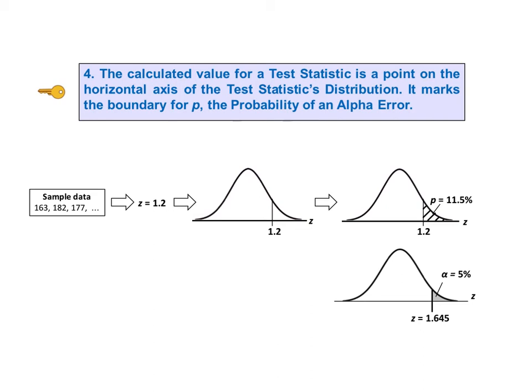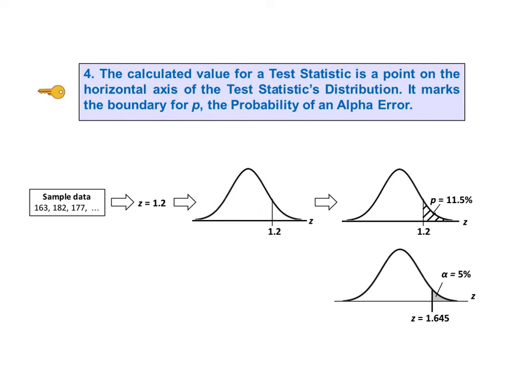In this illustration, we are using the Z test statistic. The sample data was used to calculate the value Z equals 1.2. We plot this on the horizontal Z-axis. That value marks the boundary for the area under the curve, which represents the p-value. P is the probability of an alpha error.